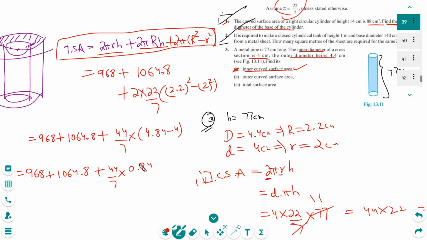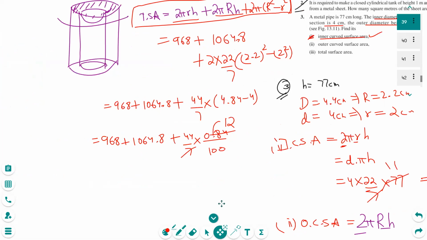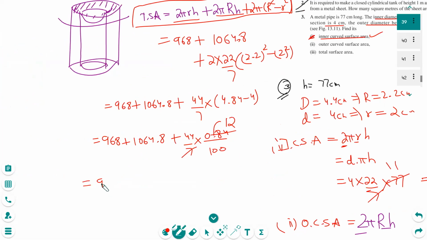Don't get confused or afraid of this decimal point thing. It's nothing. It's divided by 100, isn't it? So 7172. Let's multiply. 968 plus 1064.8. Let's multiply 44 by 12. So I will get 4 times 2, 8. 8 plus 4, that is 12. 1 times 4, 4. 528. Now 528 divided by 100.